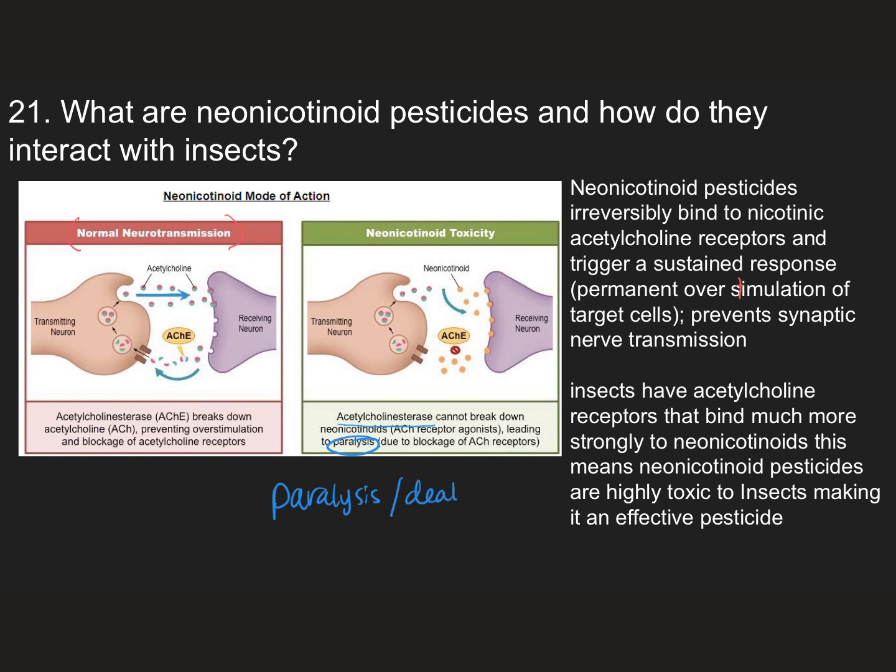Paralysis and death, specifically with these insects. That's why we use it as an insecticide, because the insects' receptors bind it more strongly. So they're highly affected by it, and it kills them off by way of paralysis and death, because their neurons, their synapses, are no longer able to fire.